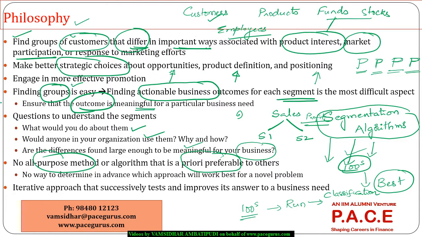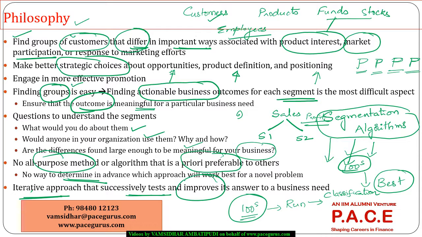So you have to really understand that there is no way to determine in advance which approach will work the best. So it is purely an iterative approach. You are going one after the other, trying to run all your algorithms one after the other, successively. See which one is improving the overall business need, and the one that you find the most influencing your business need would be your shortlisted algorithm for doing the clustering or segmentation of your customers more and more effectively.